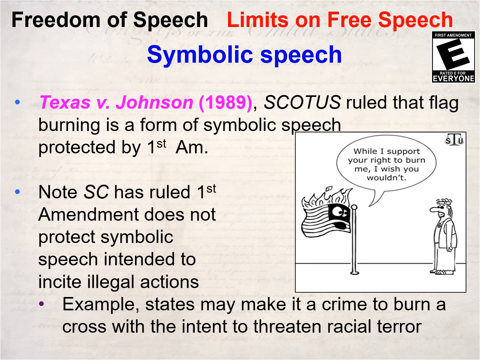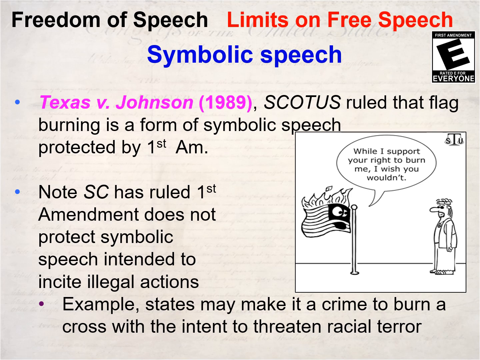And the Supreme Court said, no, he can do that. It's symbolic speech. He can do that. Now, if he burned it and shouted, let's go burn the courthouse, that's when it's not okay. Because what is he doing then? He's inciting a riot then.